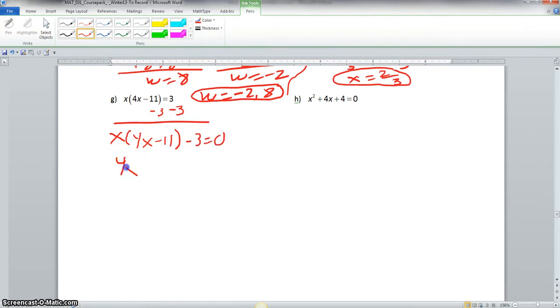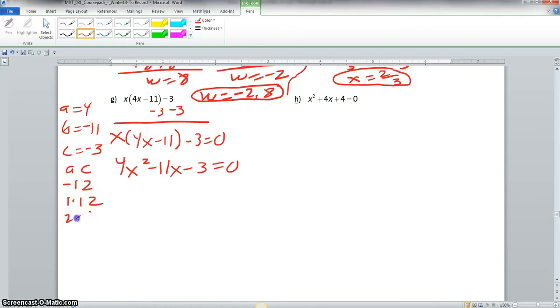So this will give us 4x squared minus 11x minus 3 equals 0. Now, there's nothing in common between these three terms, so we'll do our a, b, and c. A is 4, b is -11, and c is -3. So we'll multiply our a and c, which will give us -12, and we'll take the factors of 12, which is 1 and 12, 2 and 6, and 3 and 4.